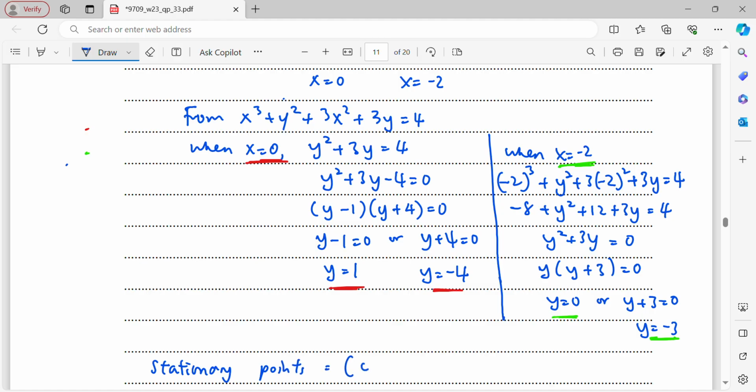So it will be (0, 1), (0, -4). Sorry, 0 minus 4, because the y is negative 4. And then x is negative 2, y is 0. x is negative 2, y is negative 3. So these are the 4 stationary points when the tangent is parallel to the x-axis.